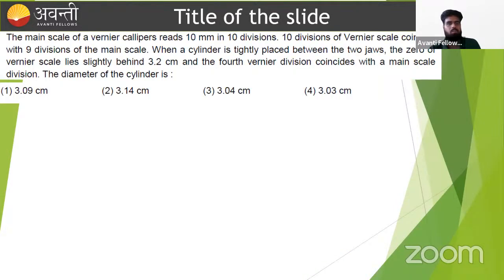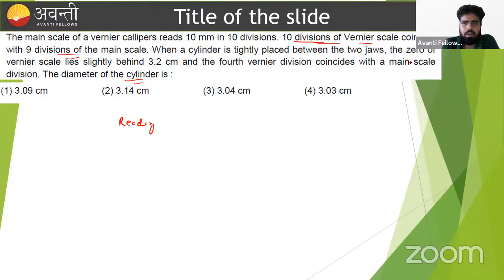Let's move to the next question. Here we have to find out the diameter of a cylinder. How can we solve such a type of question? Firstly, we have to find out the least count. Here it is given that 10 divisions of the vernier scale coincide with 9 divisions of the main scale. So what is the reading here?